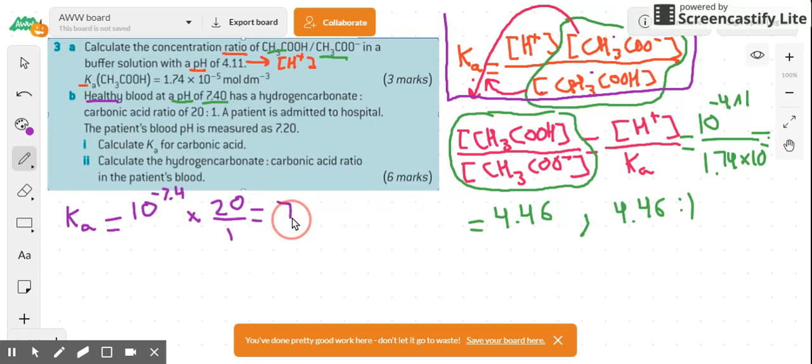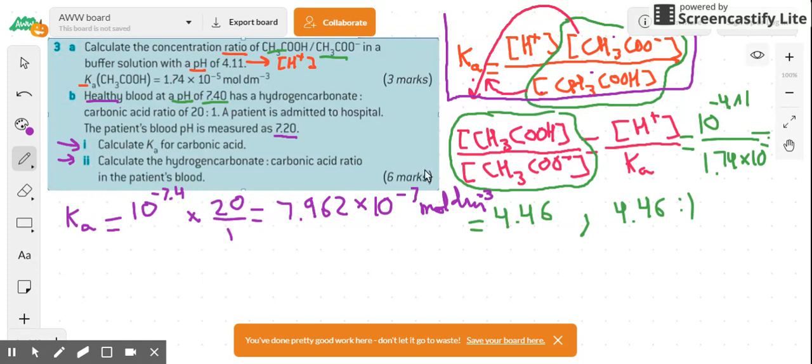So that would be 7.962 times 10 to the power of minus 7. The units would be mole per meter cube. And now we know Ka, that's question 1. Question 2, they want to calculate now the ratio when the pH is 7.20.